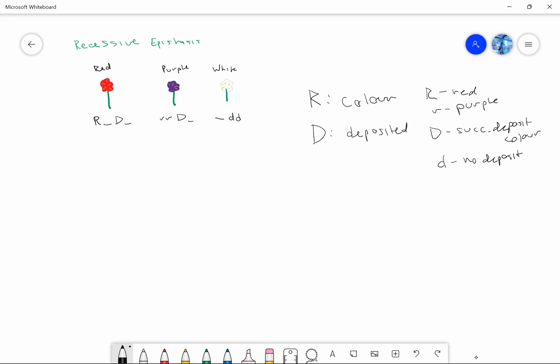However, we have a white flower here, and it doesn't matter whether or not it is dominant or recessive at the color locus, because no matter what, it is recessive at the deposition locus. So it doesn't matter what color is being coded for by its R locus, it's not going to deposit that color because it is homozygous recessive at this deposition locus. So we see that this gene, the deposition of color gene, is epistatic to, or it controls the phenotype that we see of, the color locus. So this is epistatic to this.